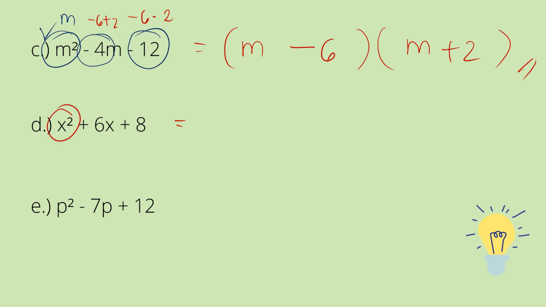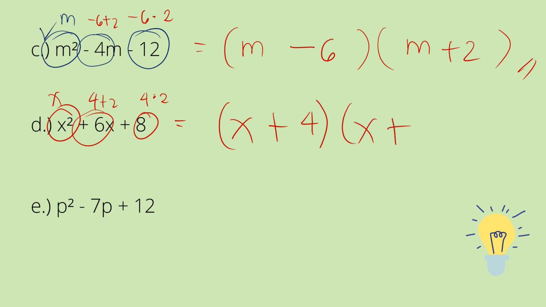X squared. Kanino galing? Okay, x. So numbers, to multiply, you'll get 8. And when you add, you'll get positive 6. Okay, very good. So 4 times 2. Okay, so you'll have 4 times 2 and 4 plus 2. Okay, so that's correct. Therefore, the factors would be, so plus 2 kasi pareho silang positive, plus 4 and x plus 2.